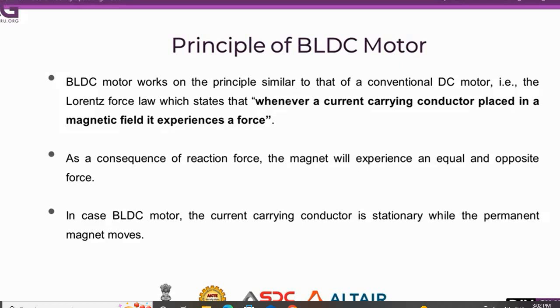The principle of BLDC motor is similar to that of the conventional DC motor. It states that when a current carrying conductor is placed in a magnetic field, it experiences a mechanical force or rotational torque. As a consequence of the reaction force, the magnet will experience an equal and opposite force. In case of BLDC motor, the current carrying conductor is stationary, and the magnet always moves.